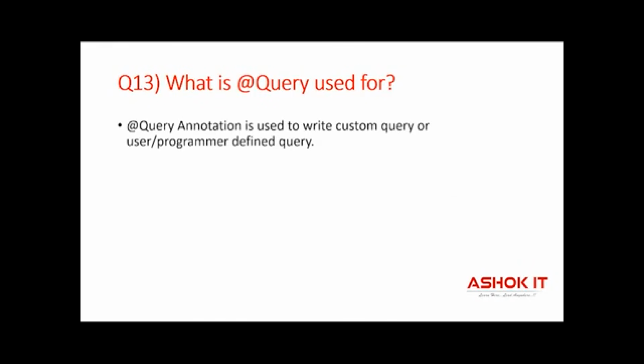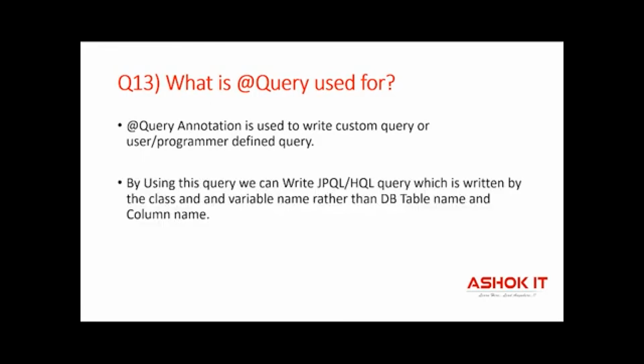If you want to define your own query, which is actually not present in the repositories, for example I want to fetch 3 columns based on 2 conditions, then we can define it. The @query annotation is used to define our own query, or custom query we can also call. But if you are writing this query, make sure you should not write SQL query. You should write JPQL HQL query.